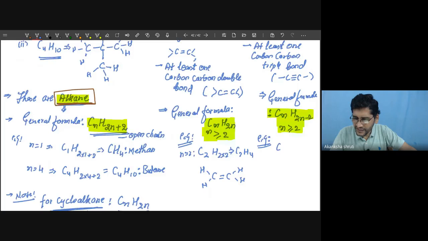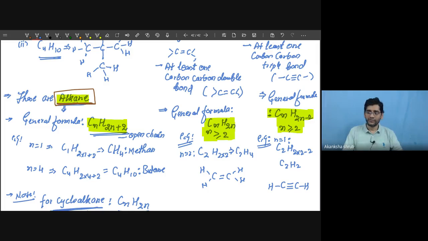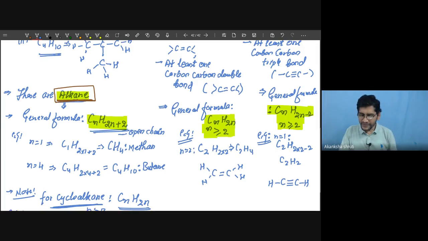If you are taking C2, then how much hydrogen? 2 into 2 minus 2. It becomes C2H2. Here we have taken n equals 2, and this is the structure. Between the 2 carbons, we need to make the triple bond. Then for the tetravalency, each carbon has one open bond that will be satisfied by one hydrogen for each carbon. So the structure is like this.